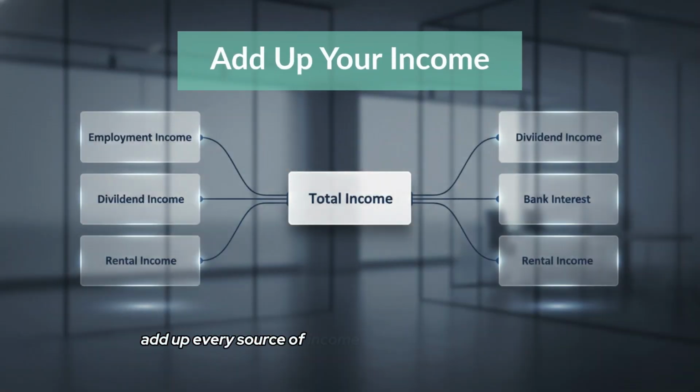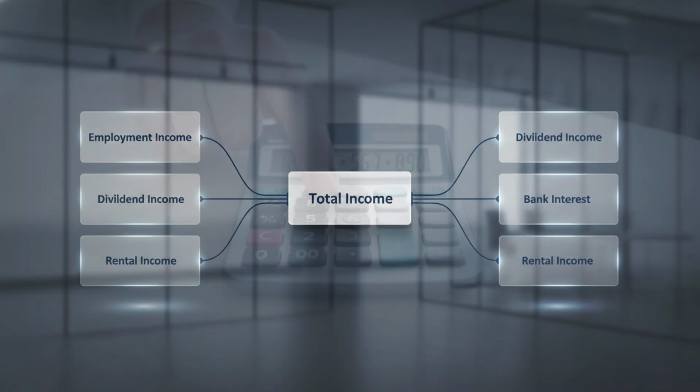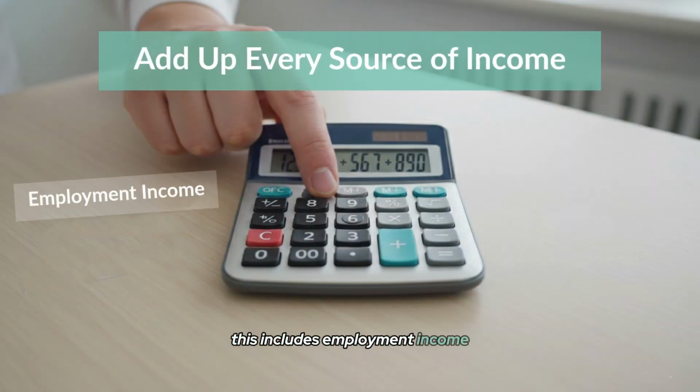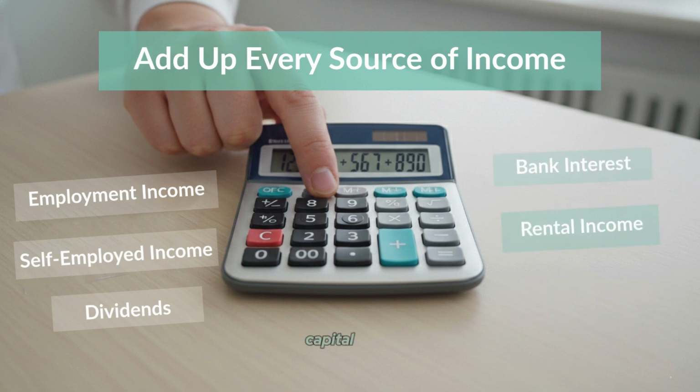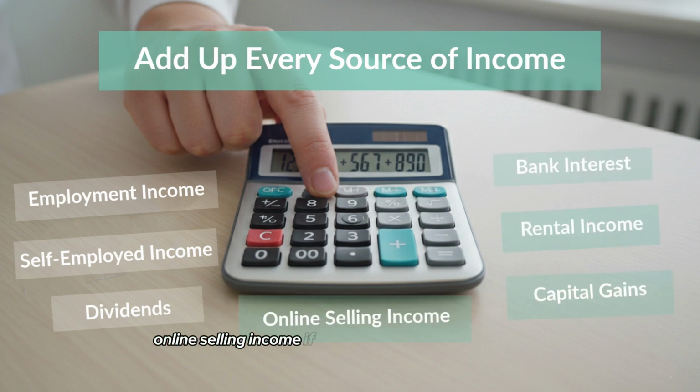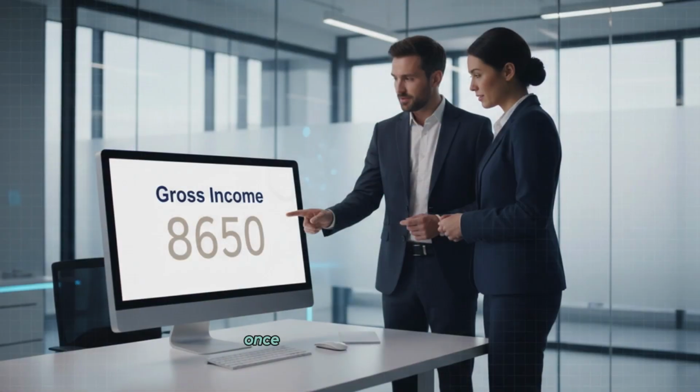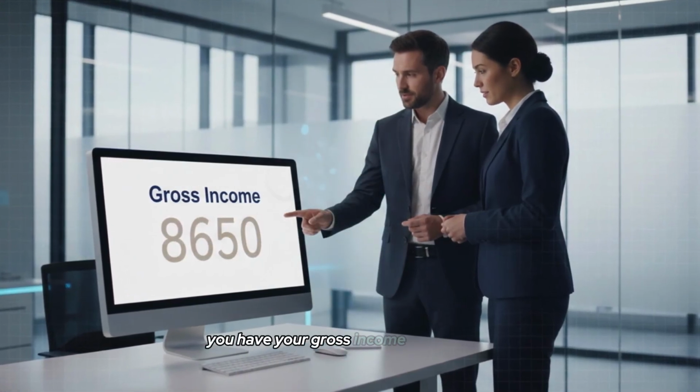Add up every source of income you received in the tax year. This includes employment income, self-employed income, dividends, bank interest, rental income, capital gains, online selling income if it exceeds the trading allowance. Once you total these amounts, you have your gross income for the year.